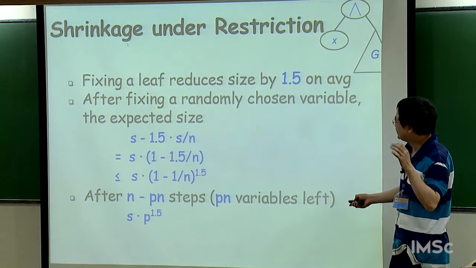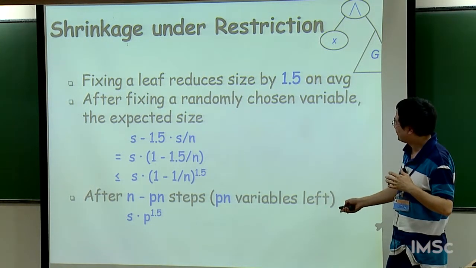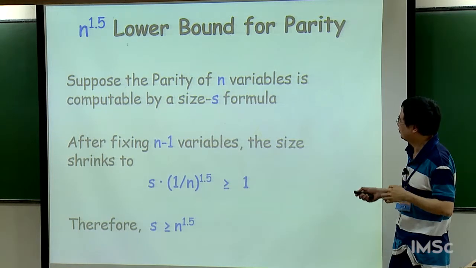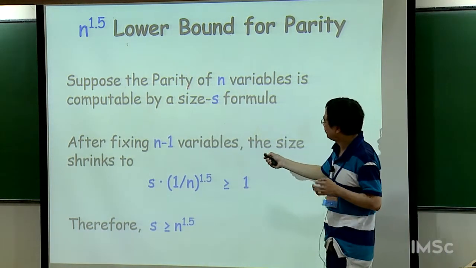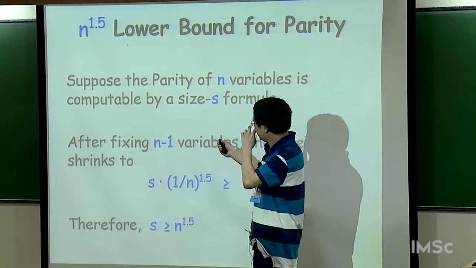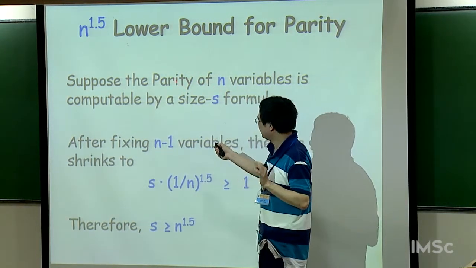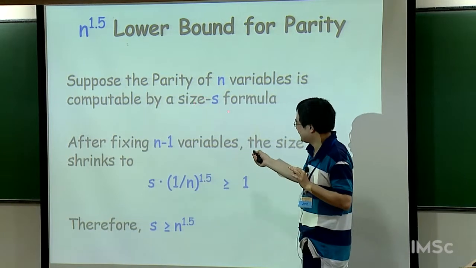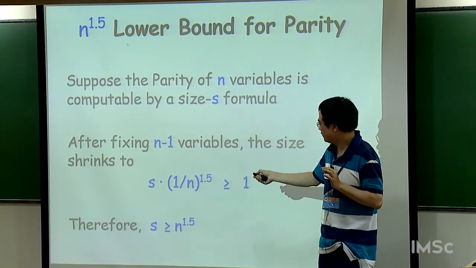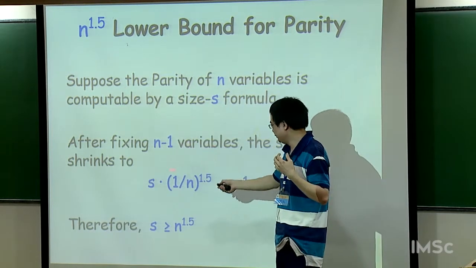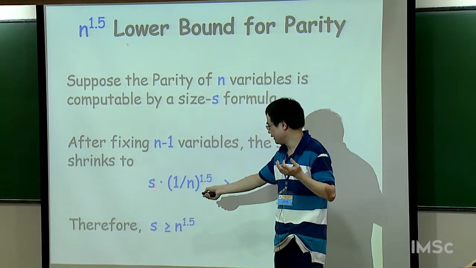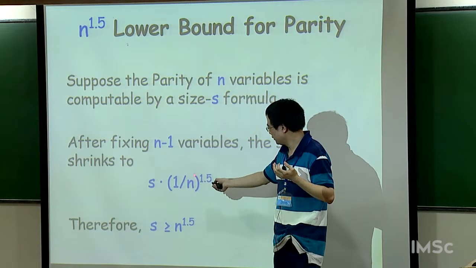So this shrinkage under restriction property directly implies lower bounds for parity. Why is that? Suppose we have a formula computing parity on n variables of size s. Now we can fix n minus 1 variables, and from the shrinkage property, we know that the size is going to reduce to s times (1/n) to the 1.5.